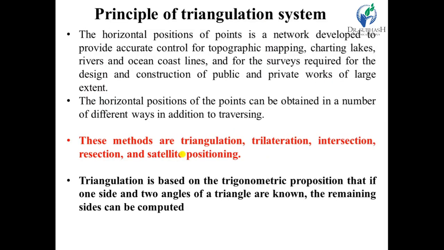Now, we are moving to the principle of the triangulation system. We know that triangulation is generally the main principle of surveying. The horizontal positions of points can be obtained in a number of different ways in addition to traversing. These methods are triangulation, trilateration, intersection, resection, and satellite positioning. Triangulation is based on the trigonometric proposition that if one side and two angles of a triangle are known, the remaining sides can be computed.